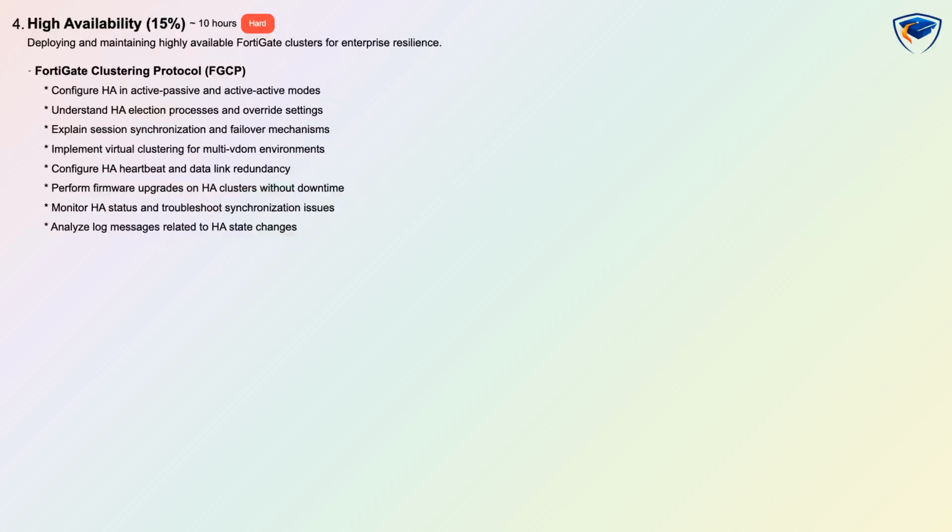High availability accounts for 15% of the exam, is hard, and requires about 10 hours of study with scenario-based assessment. Here you will deploy and maintain FortiGate clusters using FGCP in active-passive and active-active modes and understand HA election and override settings. The domain covers session synchronization and failover, virtual clustering for multi-VDOM environments, heartbeat and data link redundancy, and methods to upgrade firmware on HA clusters without downtime.